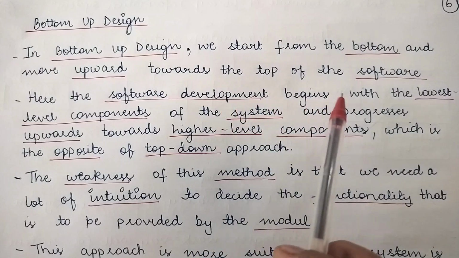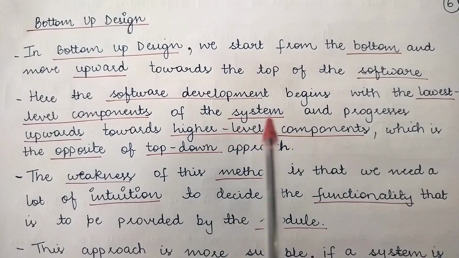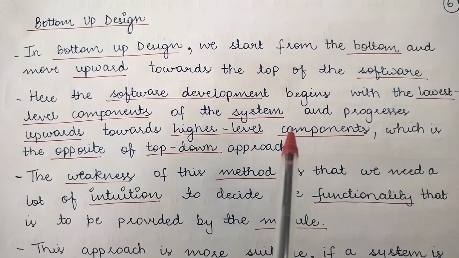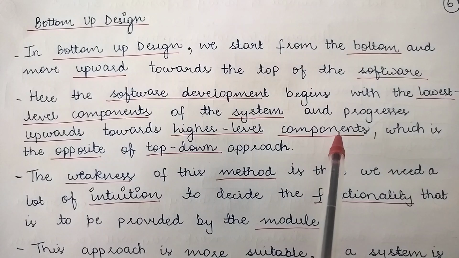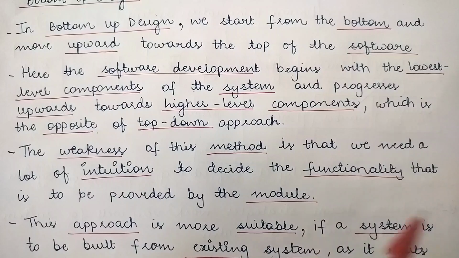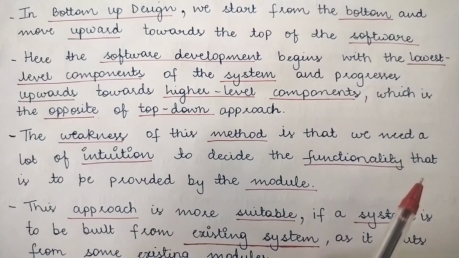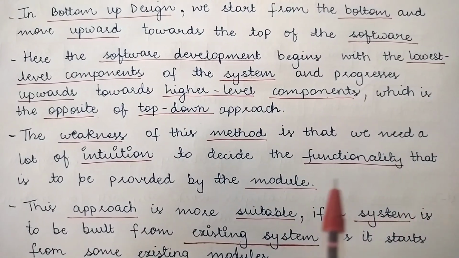So here the software development begins with the lowest level components of the system. That means from the lowest level submodule and progresses upwards towards the higher level component, which is your superordinate module, which is basically the opposite of the top-down approach, which we just saw. Now the weakness of this method is that we need a lot of intuition, because it is easy to divide a module into submodules, but it is not that easy to combine various submodules to get a superordinate module. So that means we need to have intuition in that case to decide the functionality that is to be provided by each subordinate module, which will lead us to the main or the superordinate module.